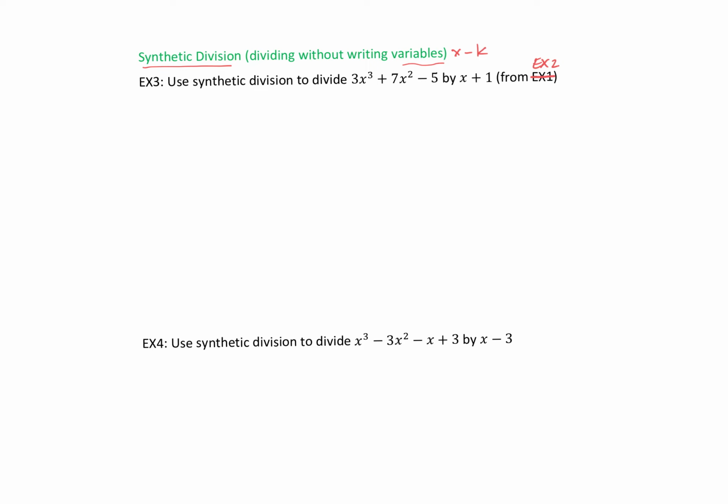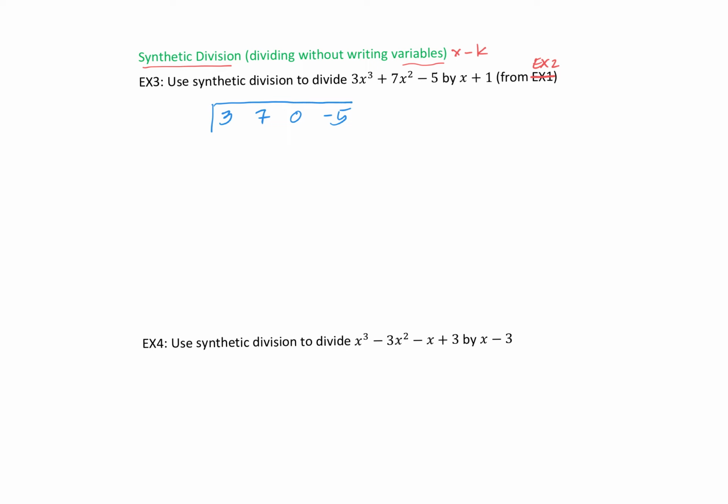So the first step is to remove all the variables. The 3x to the third plus 7x squared minus 5, if we get rid of the variables, we still have to write it from the leading coefficient down, and we still need that 0 placeholder. So we're still going to have 3, 7, 0 for that missing x, and negative 5. We're just leaving off the variable x, and that's what's going to go underneath this fraction bar.